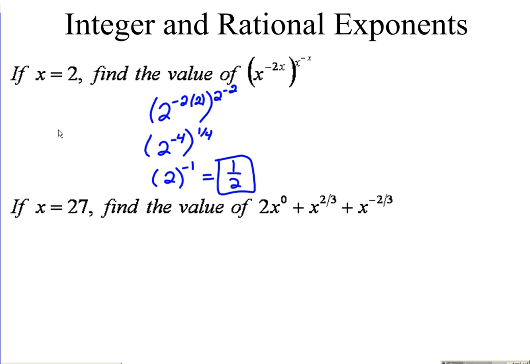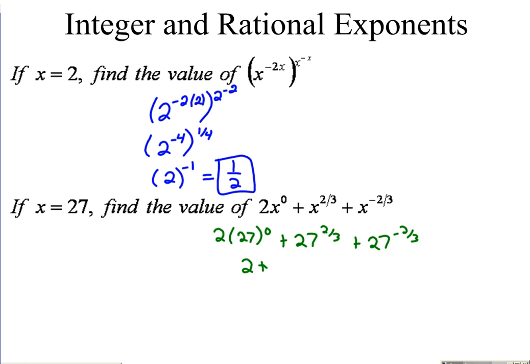X is 27. Find the value of this expression. So now we're plugging in 27 for x. So 2 times 27 to the 0 power plus 27 to the 2/3 power plus 27 to the negative 2/3 power. Evaluate each one of these in your calculator. You know anything to the 0 power is just 1. So this is 2 times 1, which is 2.